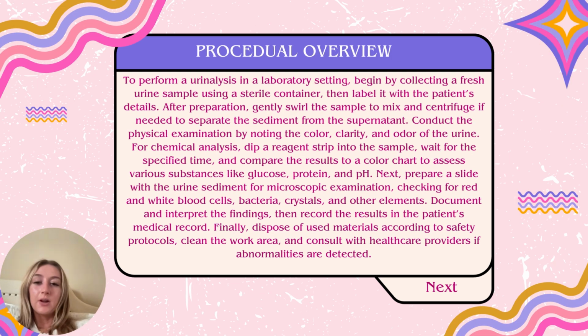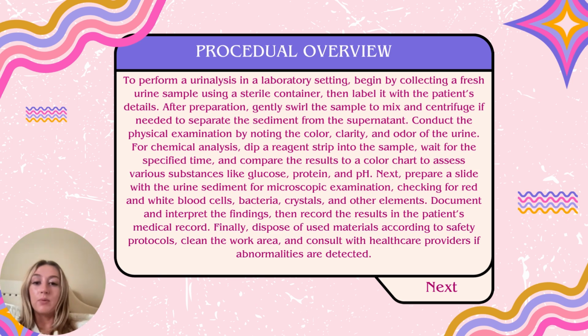So next, to go over a procedural overview. To perform a urinalysis in a laboratory setting, begin by collecting a fresh urine sample using a sterile container, then label it with the patient's details. After preparation, gently swirl the sample to mix, and centrifuge if needed to separate the sediment from the supernatant. Conduct the physical examination by noting the color, clarity, and odor of the urine. For chemical analysis, dip a reagent strip into the sample, wait for the specified time, and compare the results to a color chart to assess various substances like glucose, protein, and pH.